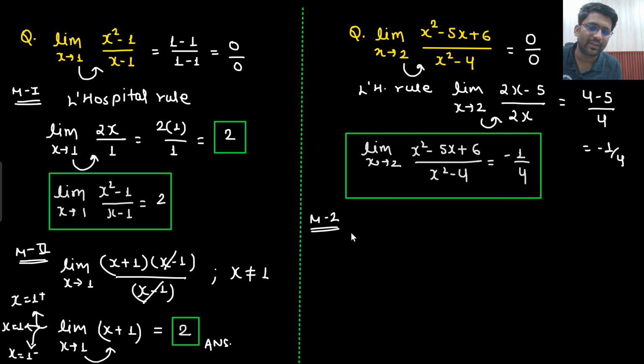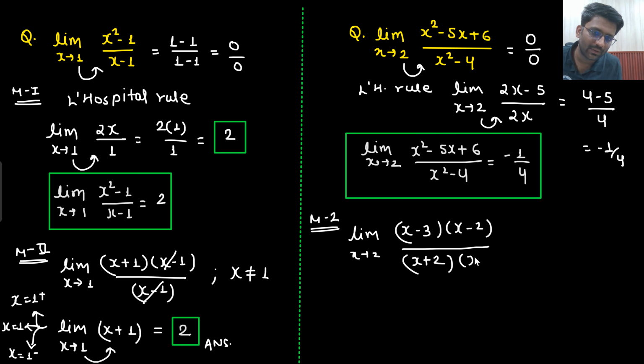Sir, method 2 would simply be, if someone thinks in this manner, that the upper thing could be replaced as (x minus 3)(x minus 2), and downward I can replace as a square minus b square, so (x plus 2)(x minus 2). So now, sir, this and this will get cancelled out.